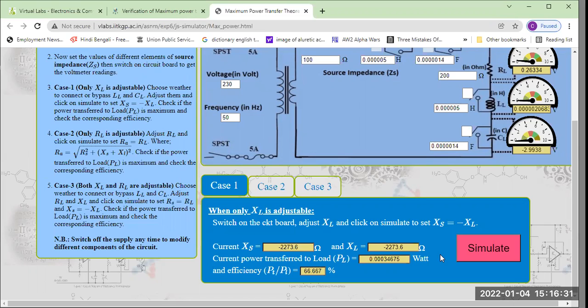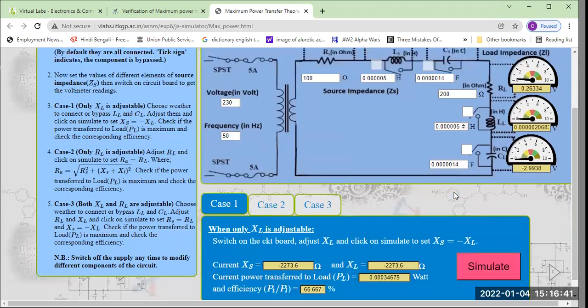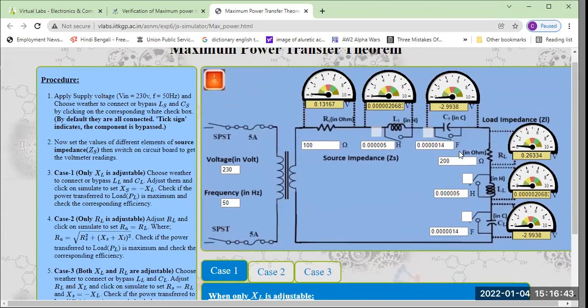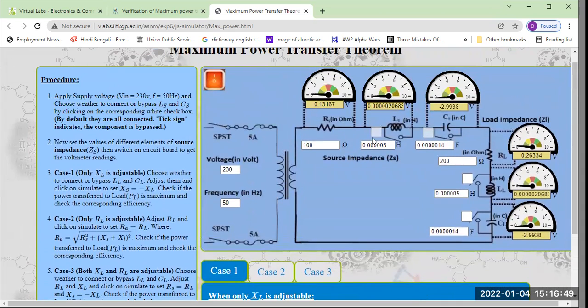0.0003467675. Okay, but efficiency is increased because these are drawing much more power. Means if resistance is multiplied by 2, then power is also multiplied by 2. Okay. So now we are going for the one by one checking.